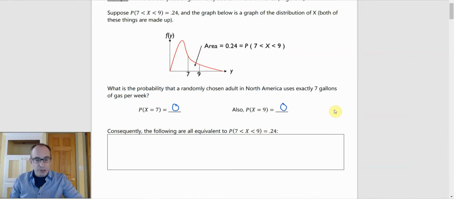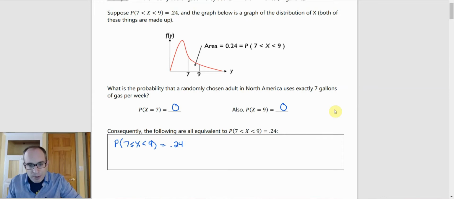And then things that are equivalent, and here's where you see the less than and less than or equal to being the exact same thing, that we could add in individual endpoints, right? We could say the probability that 7 is less than or equal to x, which is less than 9, is 0.24. Since the only thing that's different from up here is that I added in the 7, but the probability that you get 7 exactly is 0, so that doesn't change the value of that probability at all.